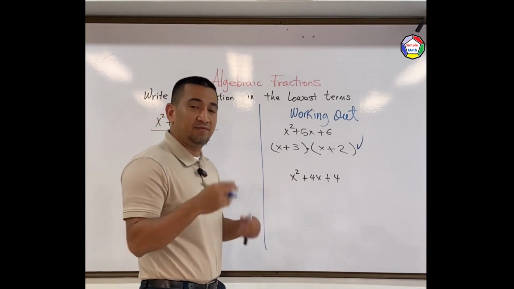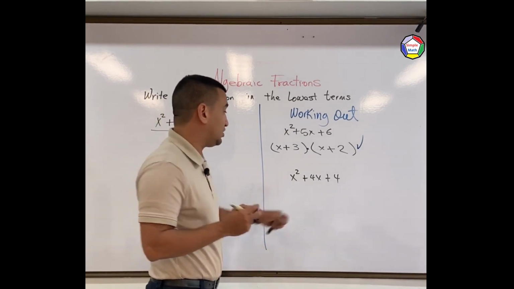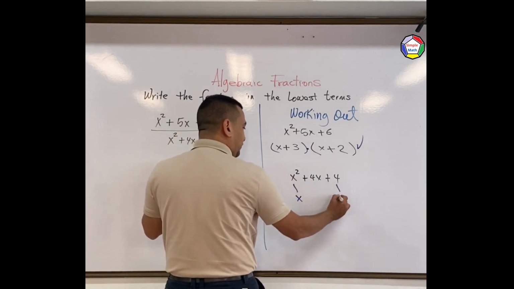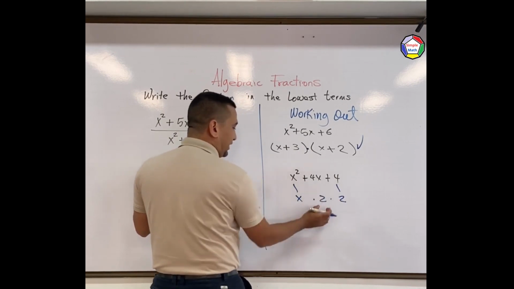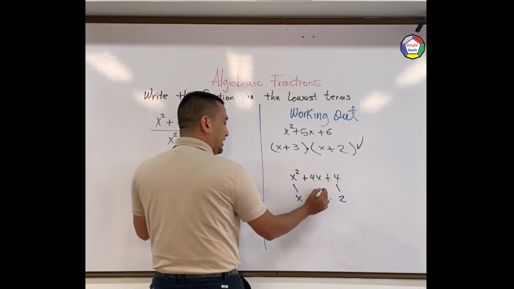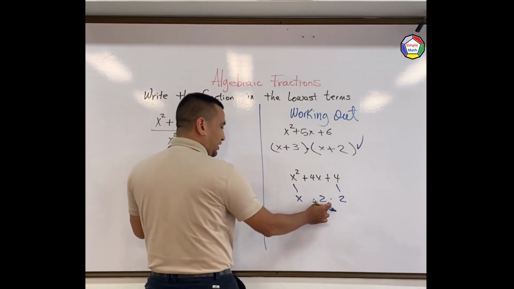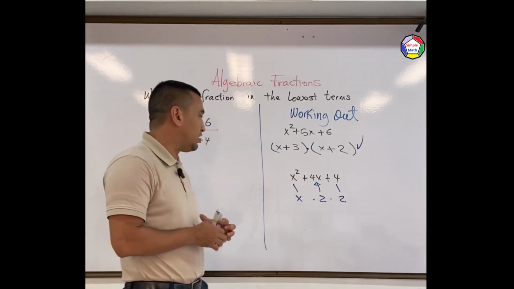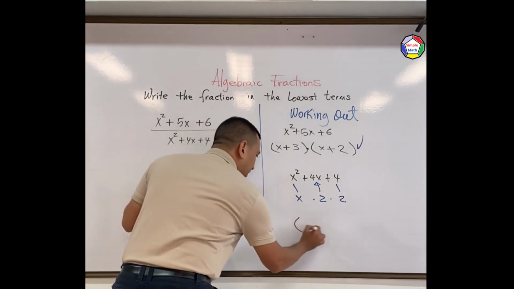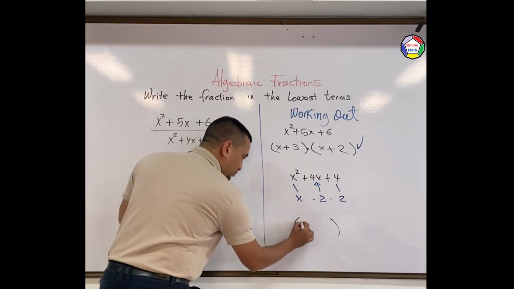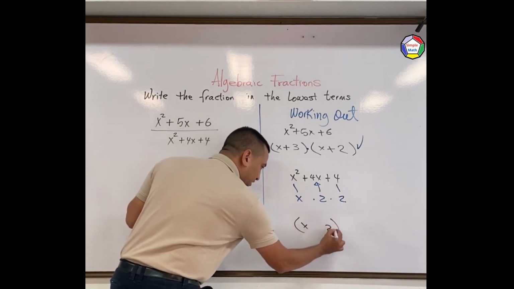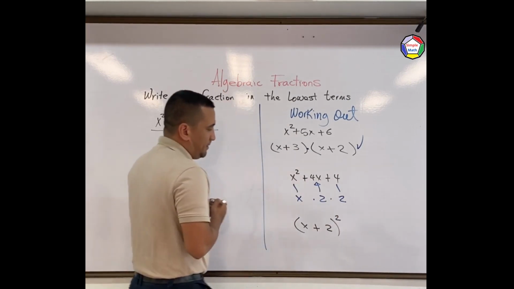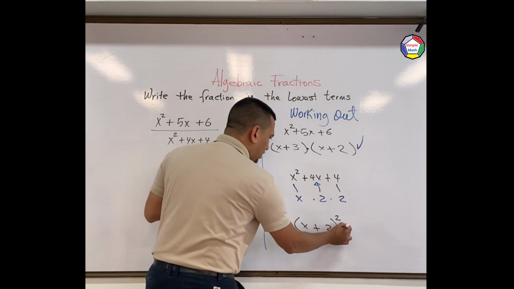Now let's check if those square roots multiplied times 2 give us the middle term. The square root of x squared is x, the square root of 4 is 2. 2 times 2 is 4, and 4 times x is 4x. Yes, this is a perfect square trinomial. So the answer is: we open a parenthesis, copy the square root of the first term, copy the square root of the second term, keep the first sign, and raise it to the second power. This is the answer for the denominator.